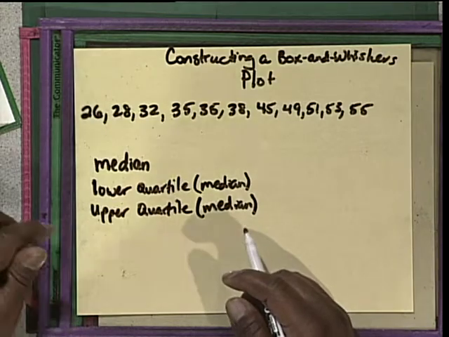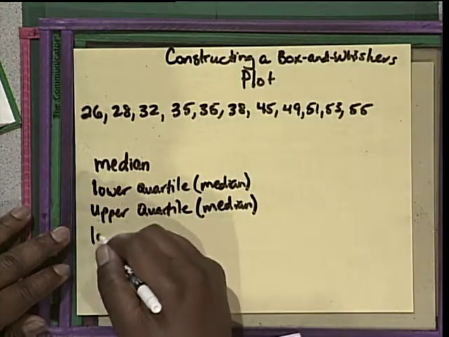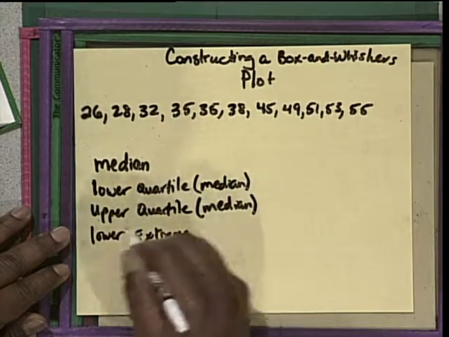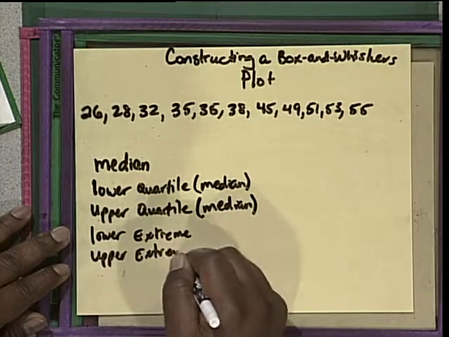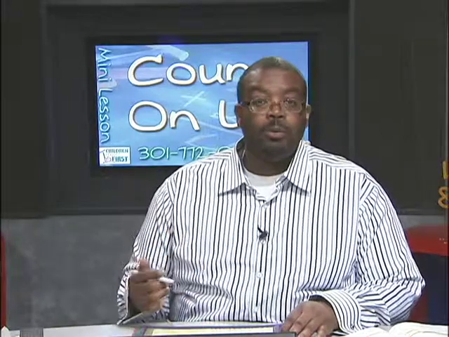And the last 2 points when constructing a box and whisker plot are your lower extreme and your upper extreme. And the final thing: a box and whisker plot uses a number line as its graph. So when you're dealing with a box and whisker plot, you must use a number line. It uses a number line to display its data.